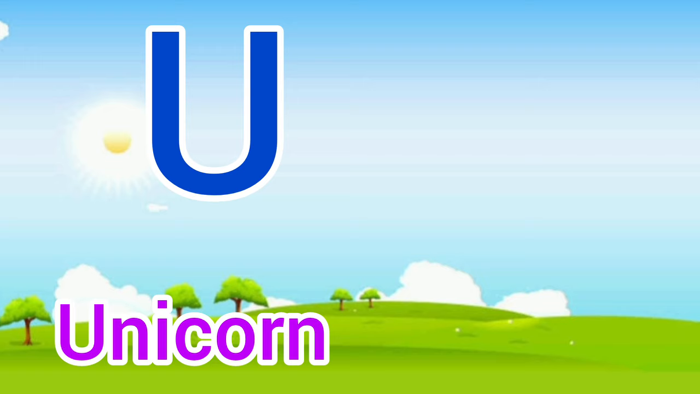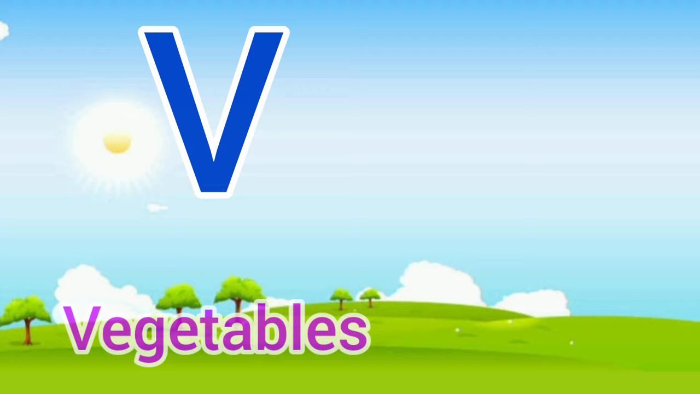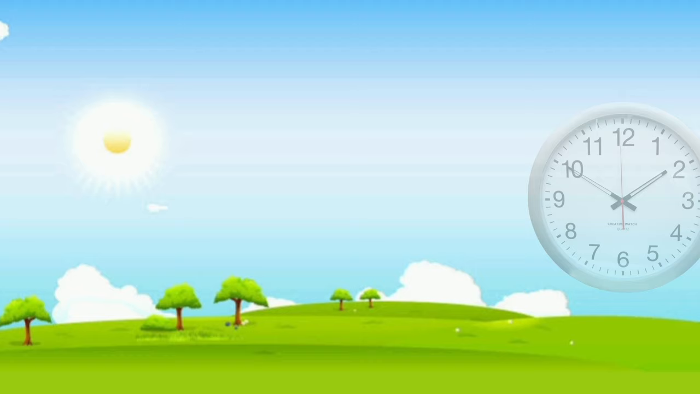U for unicorn. Unicorn means unicorn. V for vegetables. Vegetables means sabziyan. W for watch. Watch means ghadi. X for xylophone. Xylophone means xylophone.